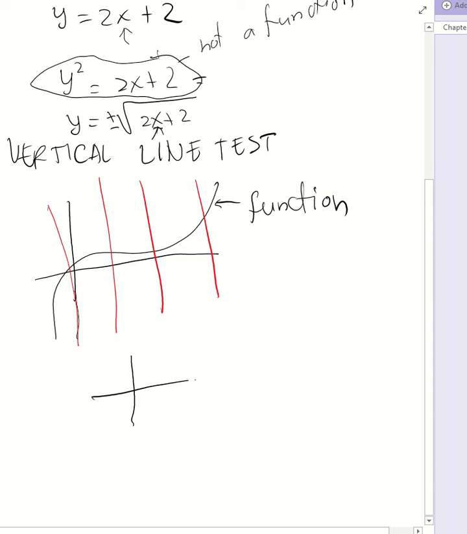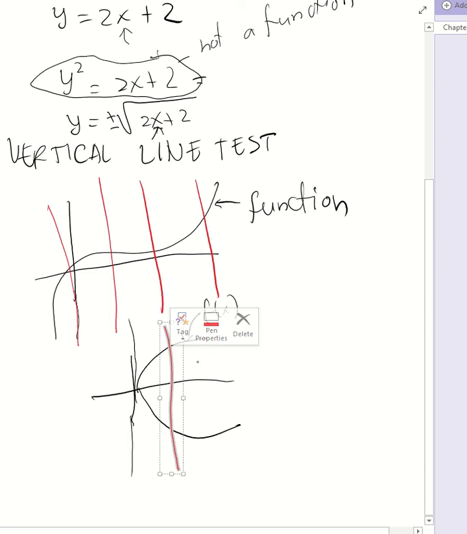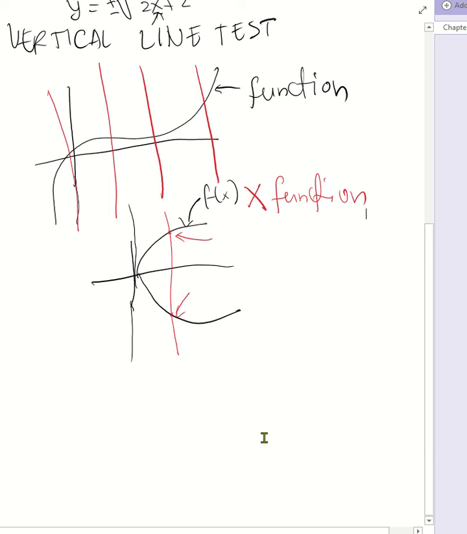Another example: if this is your function f of x, and you apply the vertical line test, a vertical line will intersect f of x twice, here and here. So this expression f of x is not a function. That's the vertical line test. You just draw a vertical line, and if it intersects the plot two or more times, then that's not a function. But if it intersects one time, then that plot is considered a function.